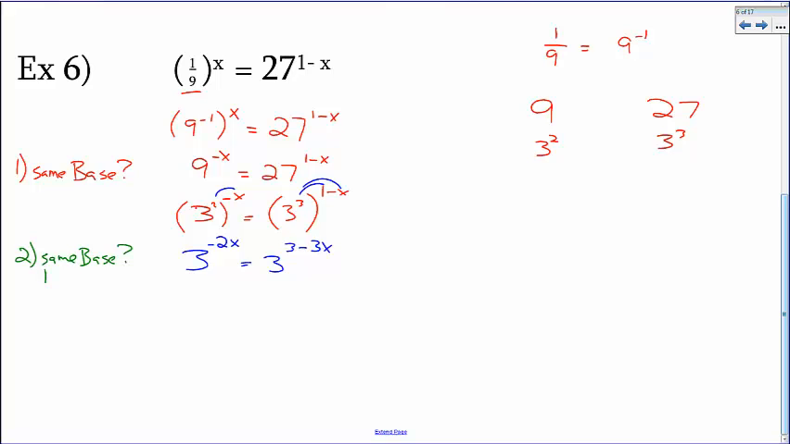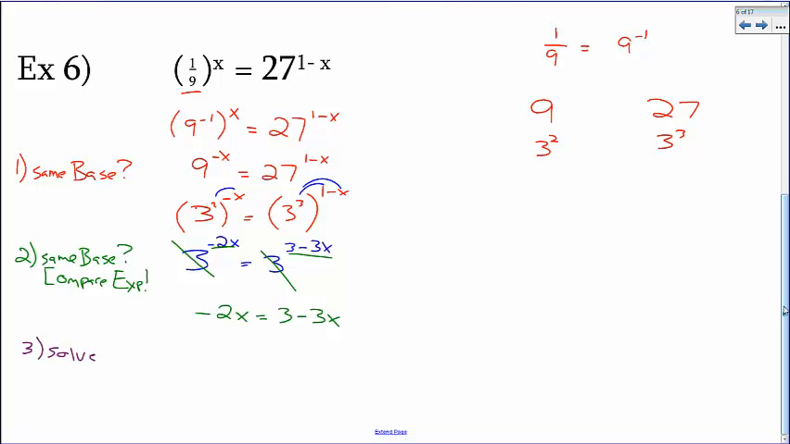So since I have both sides with the same base, I can drop the base and set the exponent parts equal to each other. In other words, I compare the exponents. So I'm dropping my bases, and I will set the exponent parts equal to each other, giving me the statement negative 2x equal to 3 minus 3x.